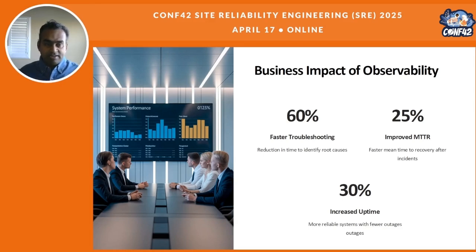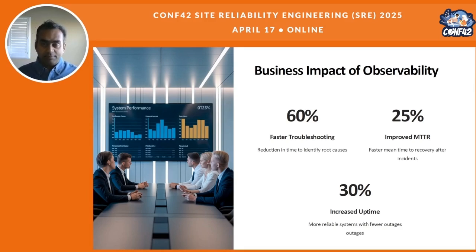Mean time to recovery is a popular KPI in the industry that helps us measure the mean time taken to resolve an issue. Through observability, it is seen to be improved by at least 25%. And improved MTTR is used to measure a system's overall maturity.